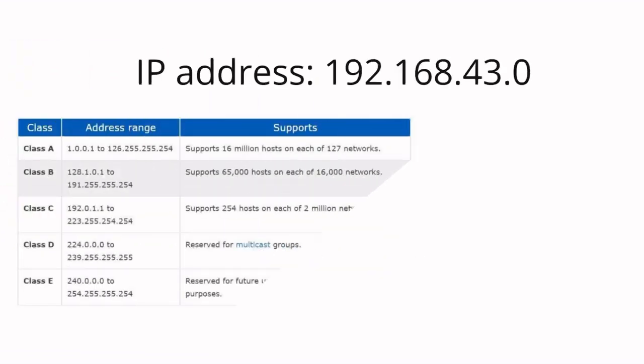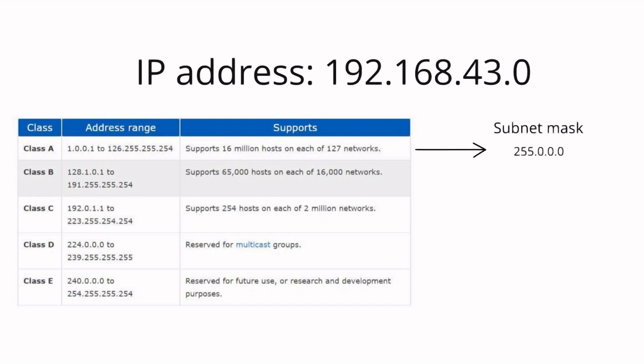Each class is assigned a subnet mask. Class A has the first 8 bits of the IP address reserved, making the subnet mask 255.0.0.0. Class B has the first 16 bits reserved for the network, making the subnet mask 255.255.0.0, and Class C addresses have a subnet mask of 255.255.255.0. The zeros in each of the subnet masks represent the host portions of the IP addresses.